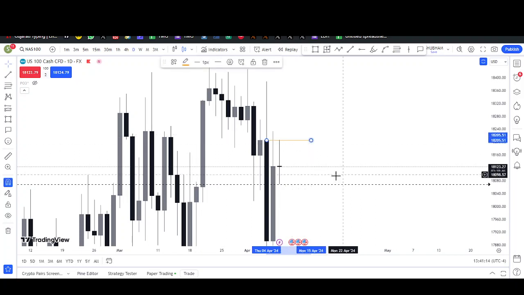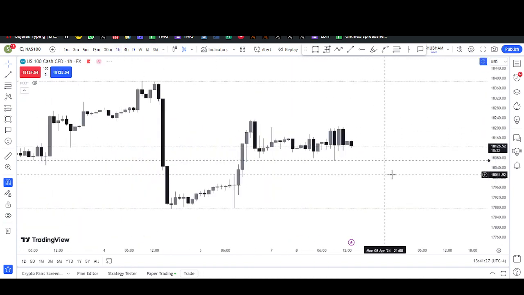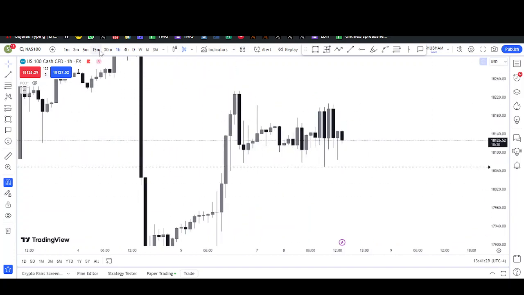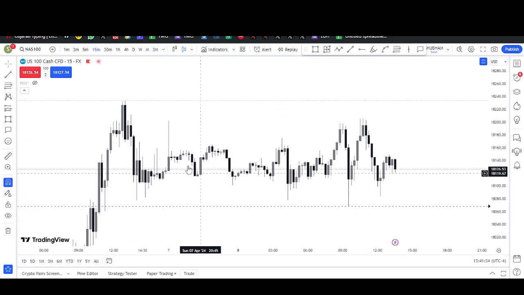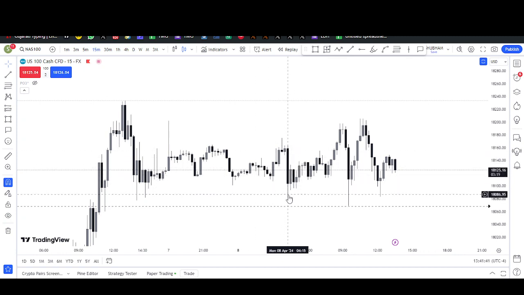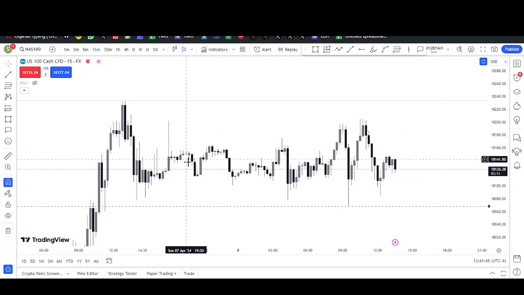This was a rejection block, but the bias was not quite clear because of the Asian and London price action. It was a seek and destroy price action, so there was no clear bias and I was going to trade based on whatever setup I get. The reason I'm calling it seek and destroy is because the whole Asia consolidated. When London started, we still consolidated.